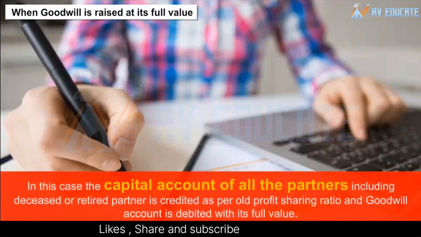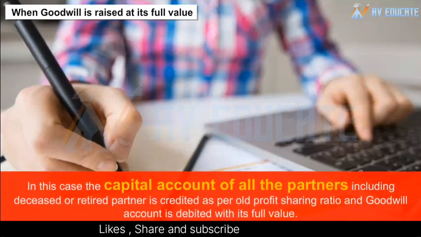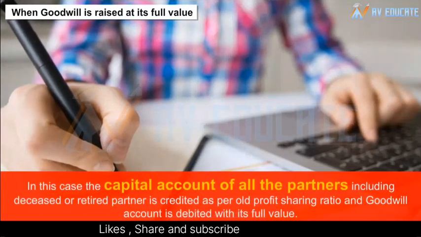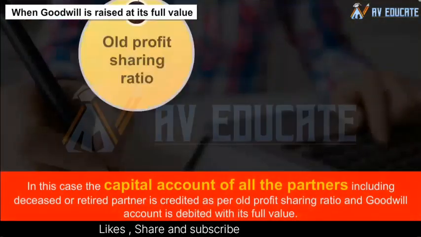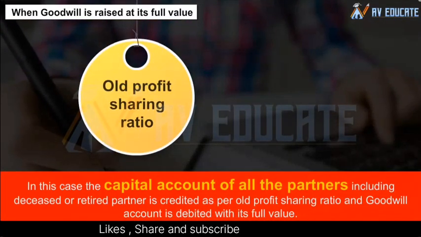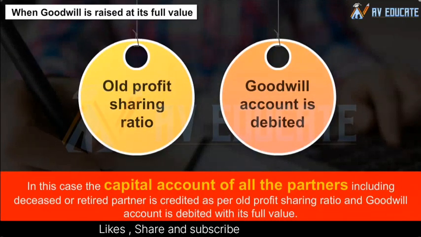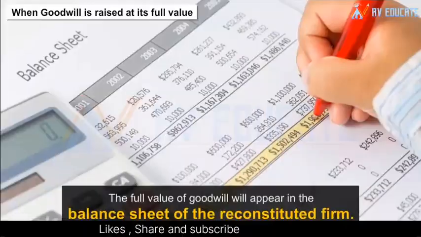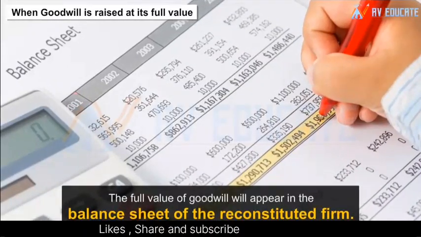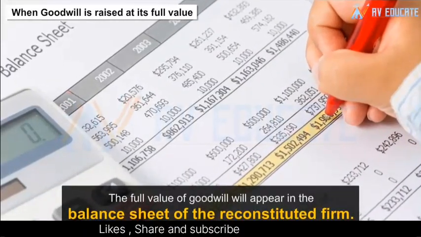In this case, the capital account of all the partners, including the deceased or retired partner, is credited as per the old profit sharing ratio, and goodwill account is debited with its full value. The full value of goodwill will appear in the balance sheet of the reconstituted firm.